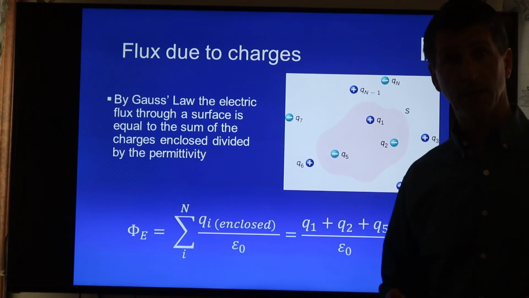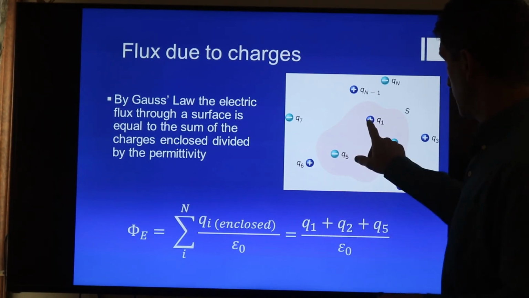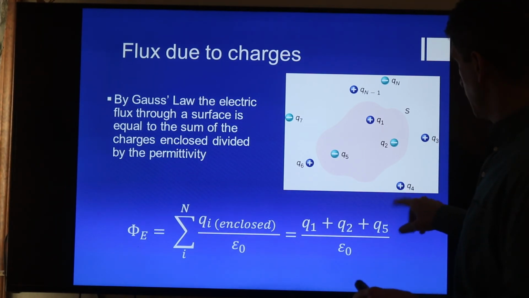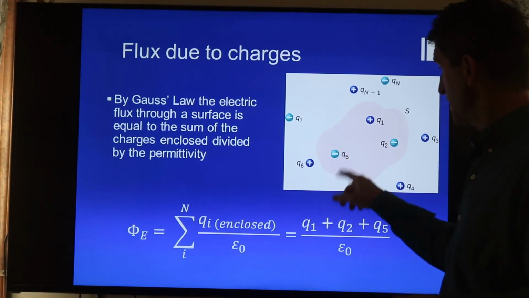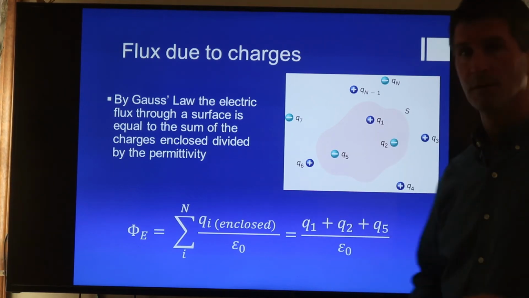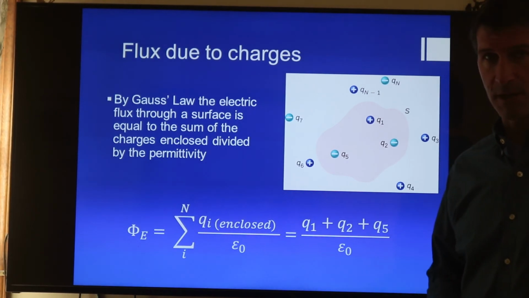And this is actually very much like some of the homework problems that you have. Q1 is right here, Q2 is right here, Q3 is outside, Q4 is outside, Q5 is inside. We take the sum of all the charges divided by epsilon 0. That's how much electric flux leaves us.